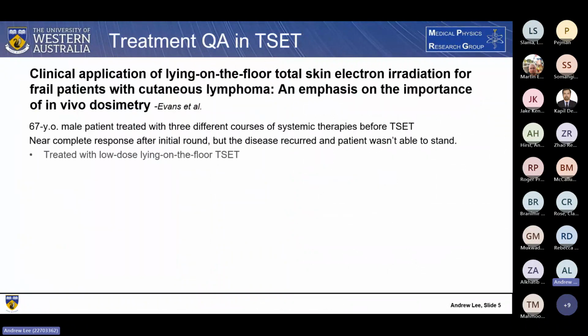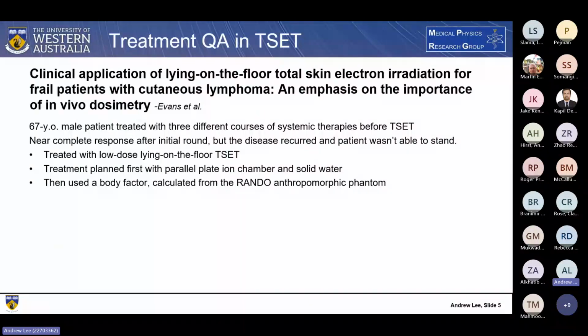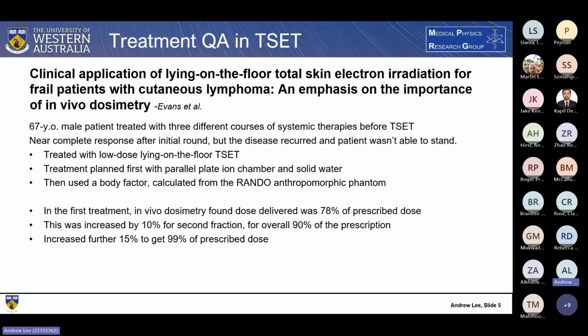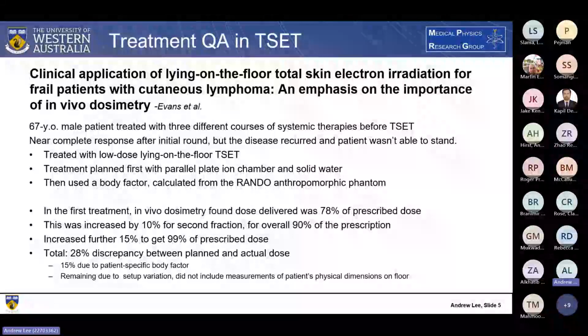So I'm going to look at this case study in particular. They first did calculations from the Rando phantom and then used a body factor to convert this to the patient dose in terms of what they were predicting. Now, the problem lies with their first fraction, in which case they only delivered 78% of prescribed dose when they measured it with in vivo dosimetry. So they increased this and increased it again in the second and third fractions. But overall, you still have a 28% discrepancy between their planned and actual dose.